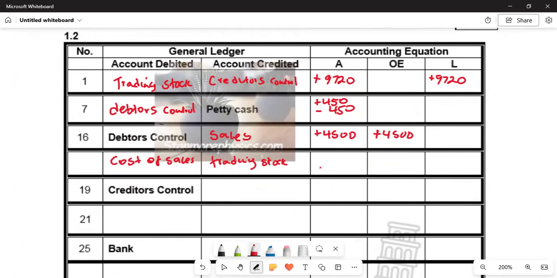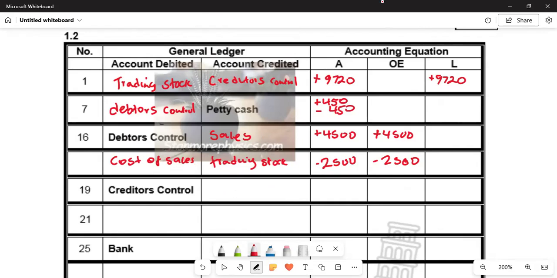So here we are on our answer book. Cost of sales is debited, and what is credited? Trading stock. So we have 2,500, and it's going to be negative because it's our assets. So it's assets, as you know, the cost of sales. Then we have 2.5 again on owner's equity.